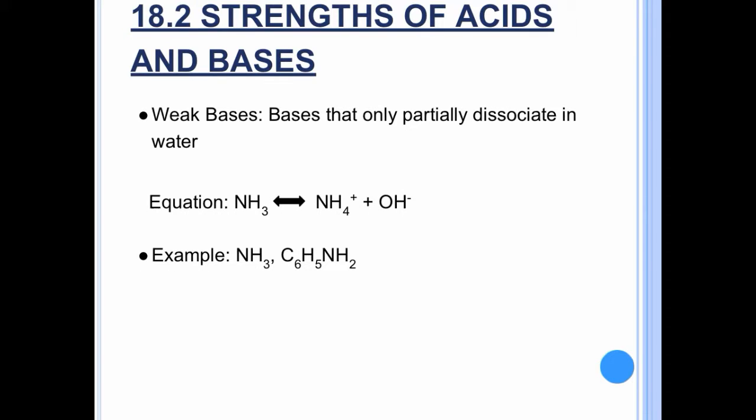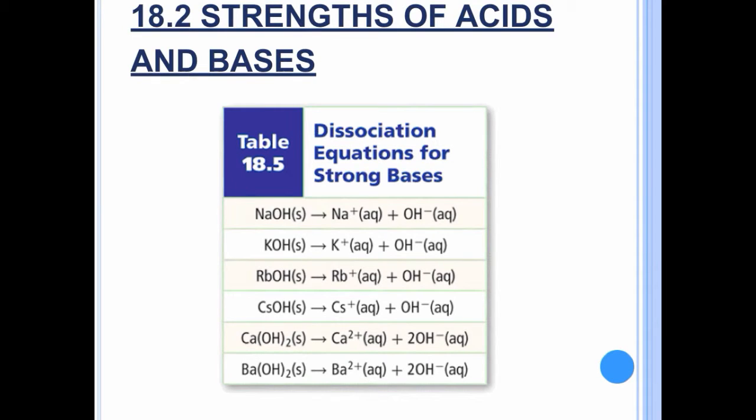And the weak bases, again like the weak acids, are the ones that only partially dissociate or take part in a reversible reaction where you get some of the ions and then some of the ions turn back into the original reactant, and so you don't get the complete effect. These are just some of the strong bases, right? Sodium hydroxide, potassium hydroxide. You're looking at basically the alkali metals and a couple of the alkaline earth metals. Those are the ones that really strongly dissociate.